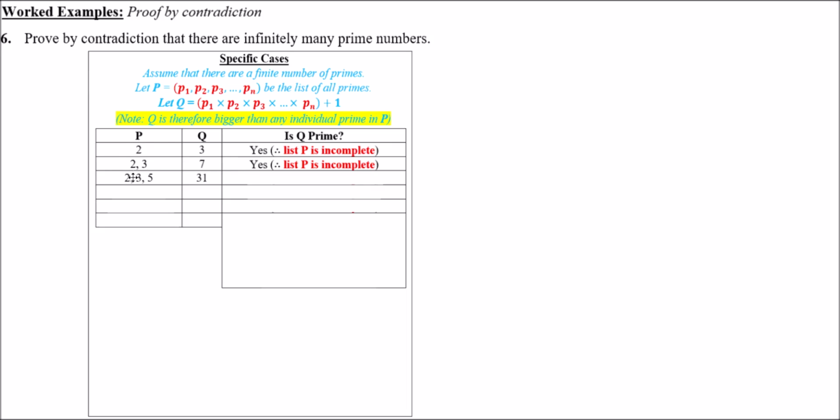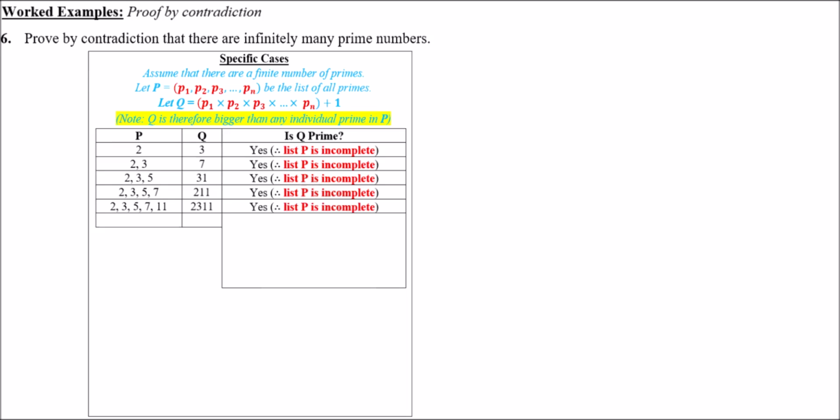Again, if you're thinking P is complete, this case would disprove that you've got all the primes, because 31 again is prime, 31 is bigger than 2, 3, and 5, therefore 31 needs adding to our list, so our list was incomplete, we didn't have them all. Go on in the same way, 2, 3, 5, and 7, multiply them together and add 1, we get 211, that's prime too. How about 2, 3, 5, 7, and 11, multiply all of them together and add 1, we get 2311, and that's prime too.